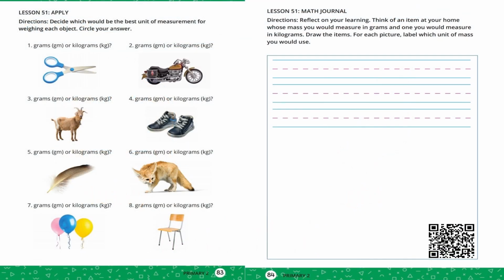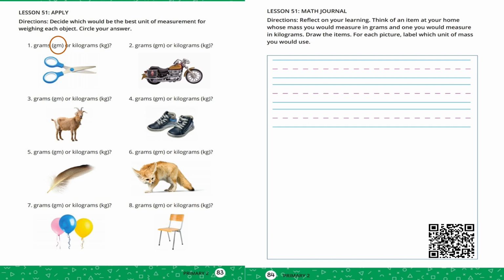Now open your book page 83 and 84. Lesson 51. Decide which would be the best unit of measurement for weighing each object. Circle your answer. Number 1, we have here scissors. Scissors is heavy or light? Scissors is light, so we will make a circle around the grams.